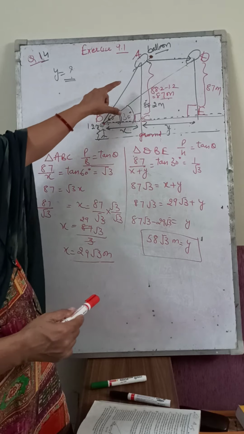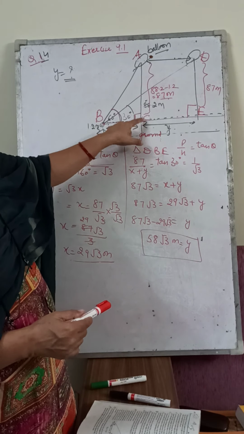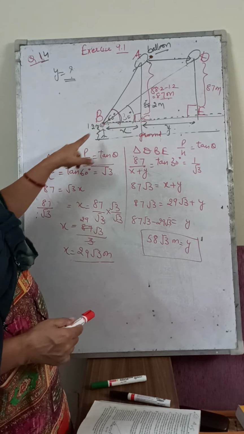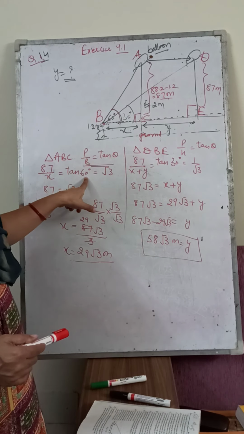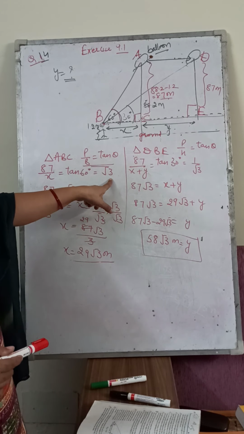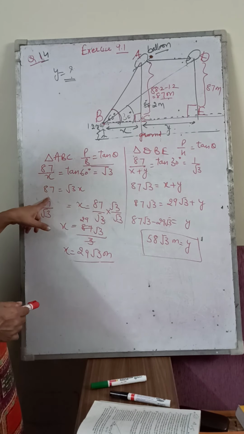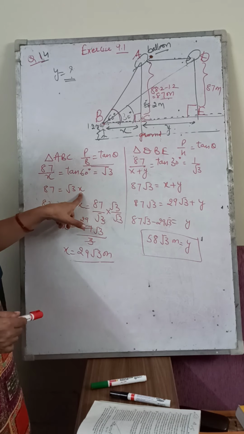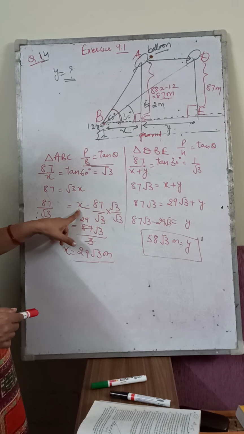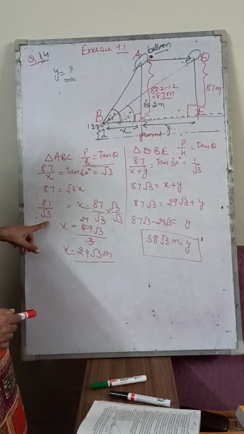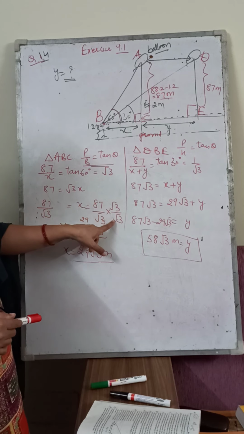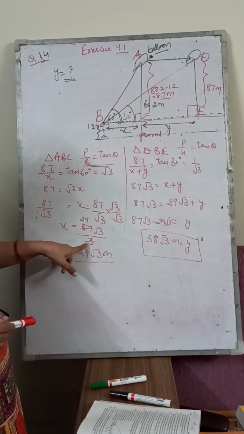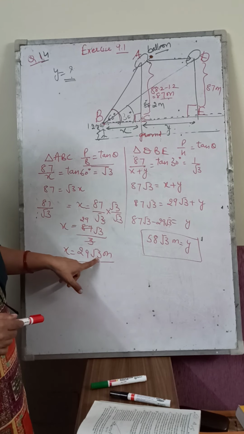Simple. First we take triangle ABC. Perpendicular 87, base x, angle 60. 87 upon x is equal to tan 60, which comes out to be root 3. So 87 is equal to root 3 into x, and 87 upon root 3 is equal to x. Do rationalization of the denominator: multiply by root 3 and divide by root 3. x will be 87 root 3 upon 3, which comes out to be 29 root 3 meter.